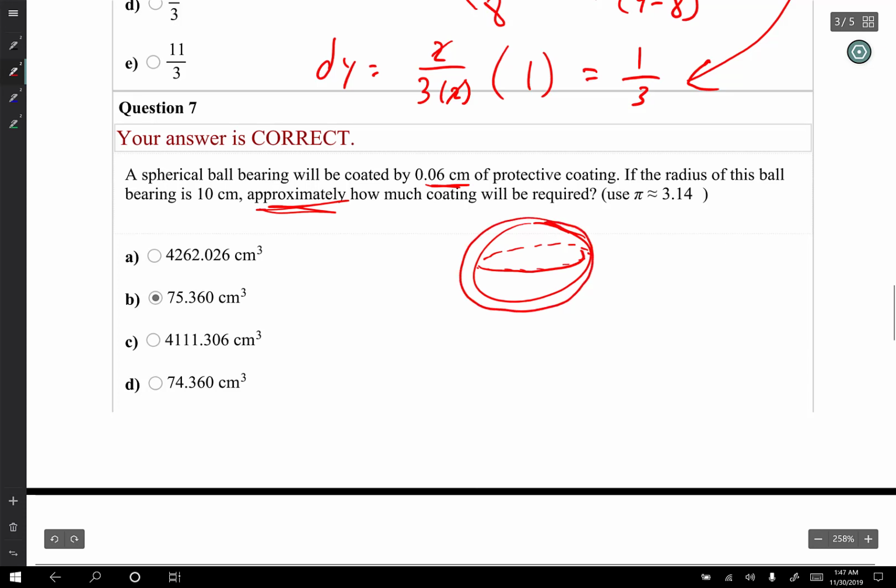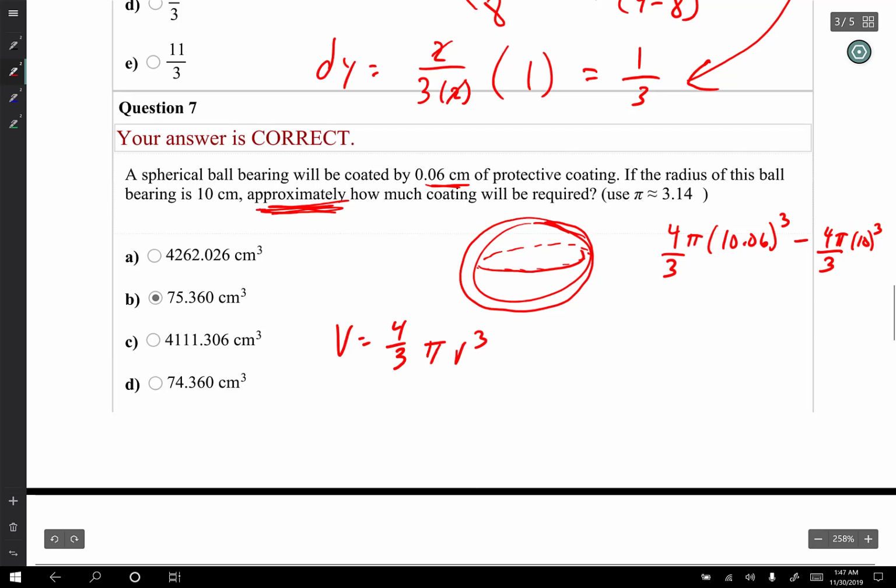So if you wanted to find the exact, you would go 4 pi, 0.06, the radius is 10, so 10.06 to the third, 4 pi r cubed minus 4 pi, and then 10 cubed. So this is exact, but I don't want exact. I want approximate, so I'm going to do it with differentials. So my volume is 4/3. Oh, sorry, it had to be a 4/3 down there.